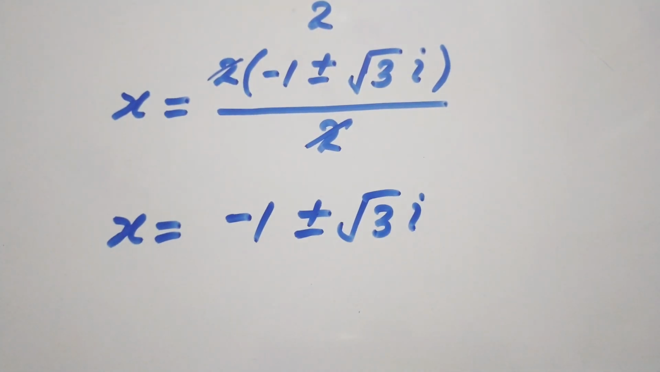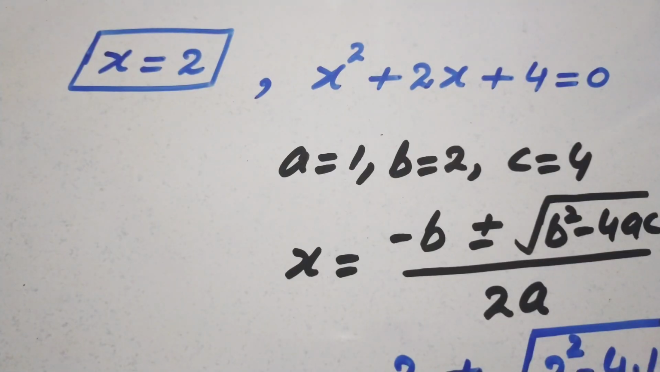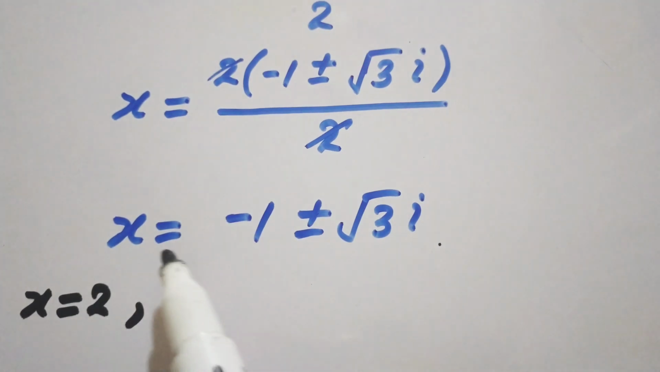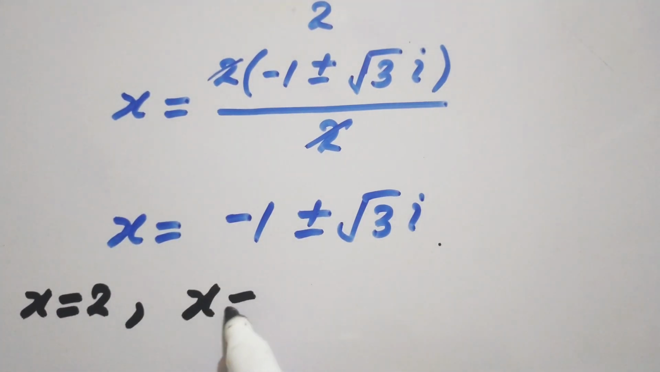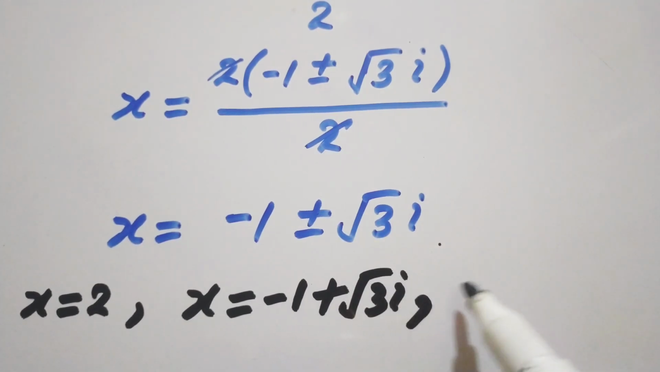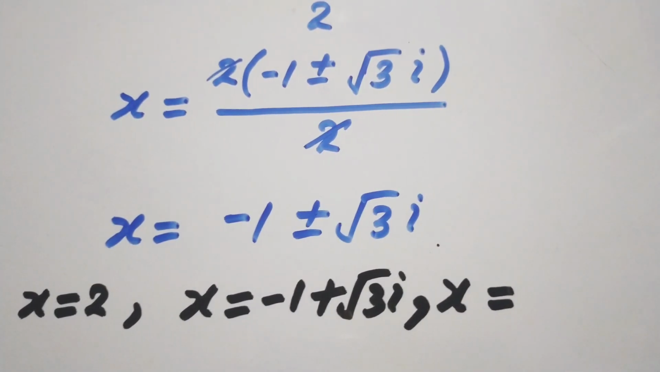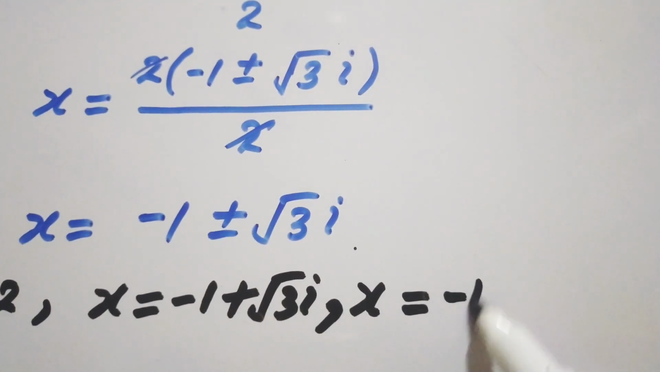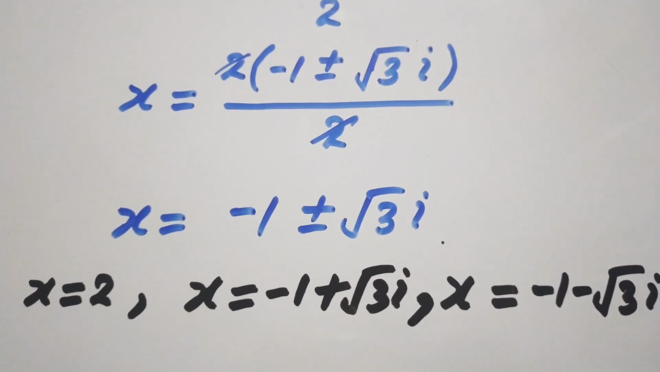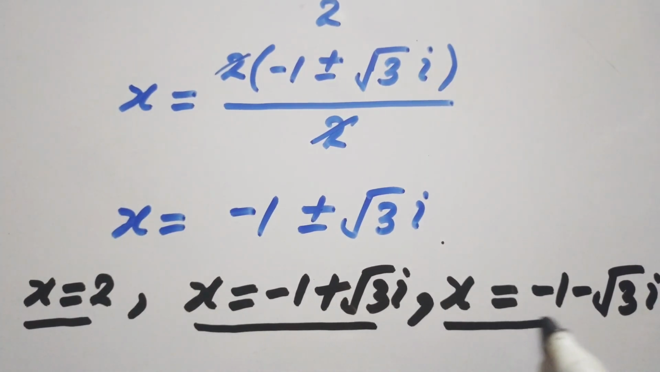As first we have found that x is equal to 2, and now we have found that x is equal to minus 1 plus square root 3i, and x is equal to minus 1 minus square root 3i. So this is the real solution and these two are the complex solutions.